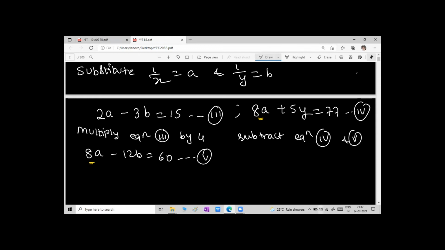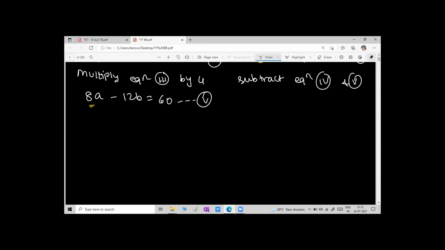Will you try subtraction or should I perform it for you? Okay, I will do it for you. Don't worry. So what will come? I'll write 8a here, okay. 8a plus 5b is equal to 77, and here 8a minus 12b is equal to 60, isn't it?